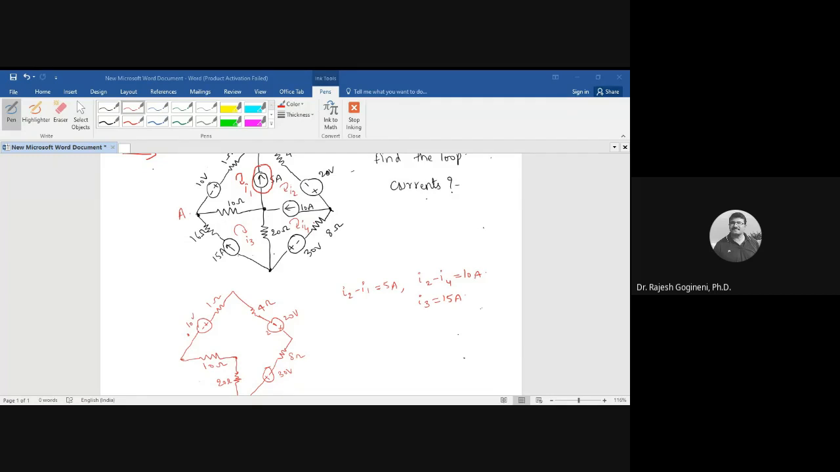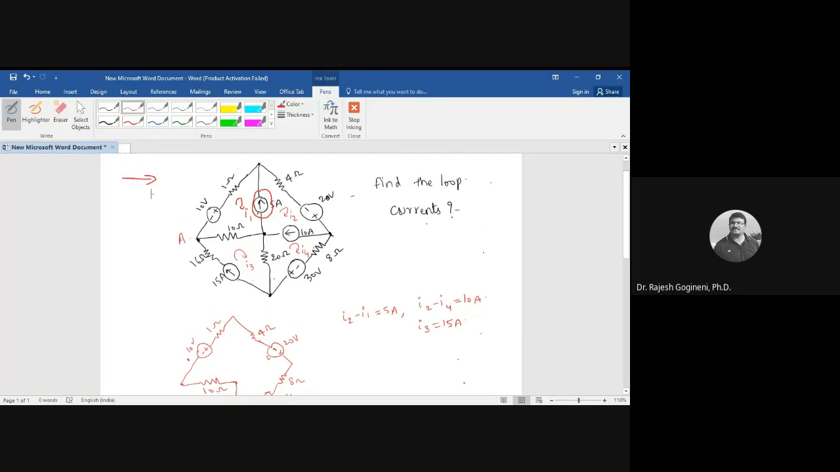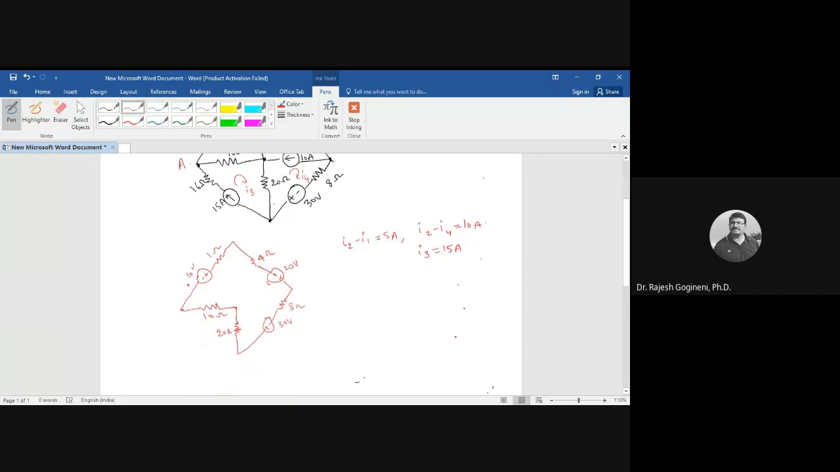Super mesh analysis. So we already got three relations: from loops I1 and I2, I2 minus I1 is 5 amperes. Similarly, I2 minus I4 is 10 amperes. I3 is 15 amperes. I3 is 15, right? So now only one KVL, right?